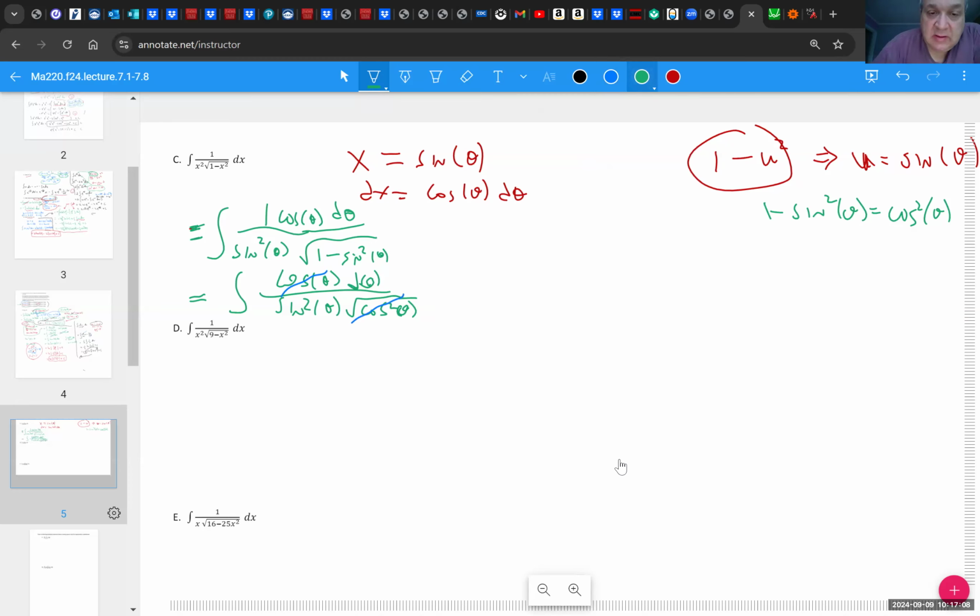And what do you end up with? You end up with, on the top, you just have d theta. On the bottom, you just have sine squared theta.